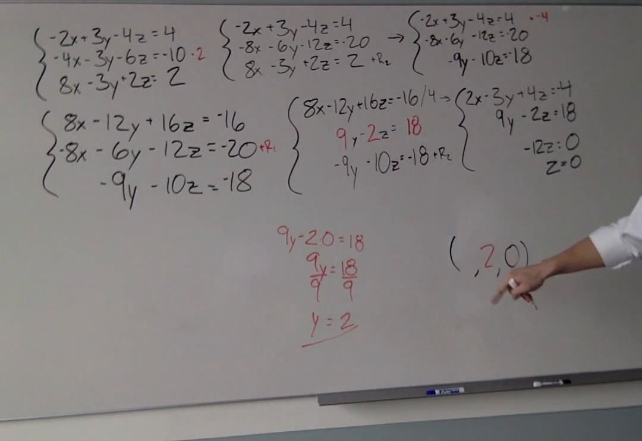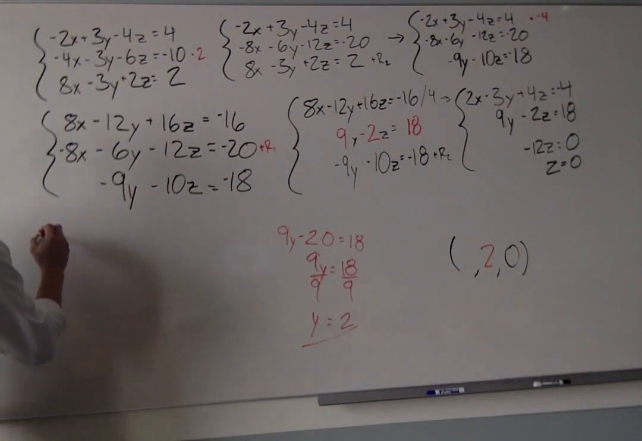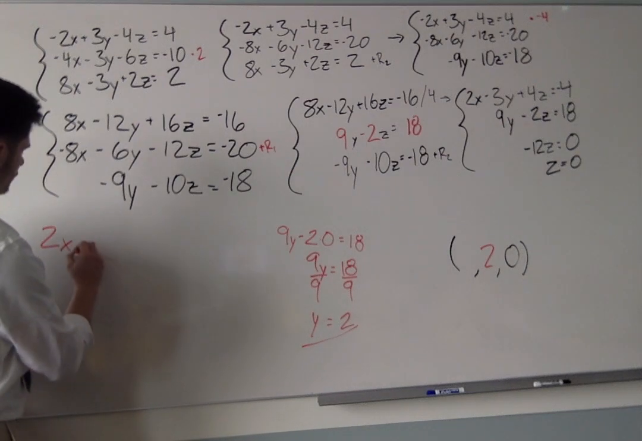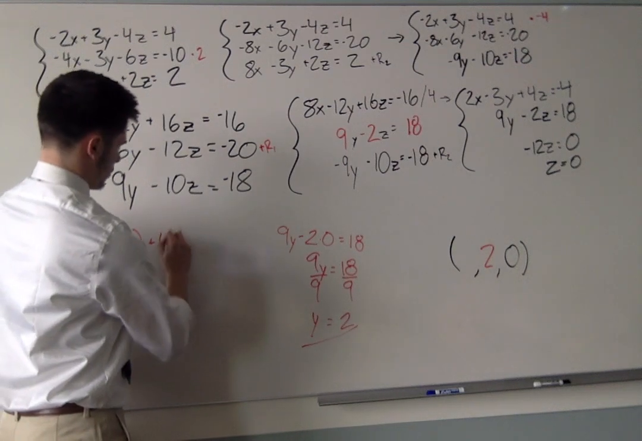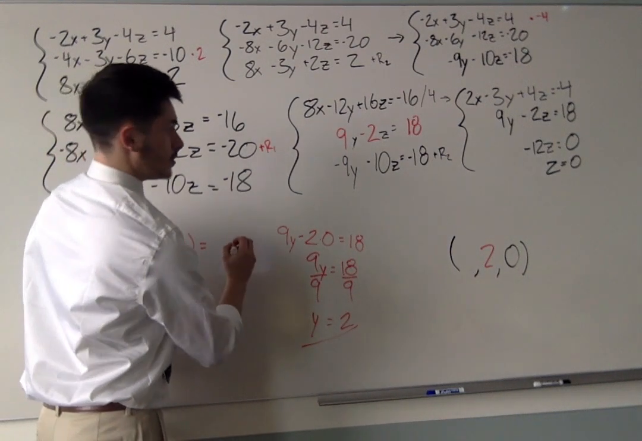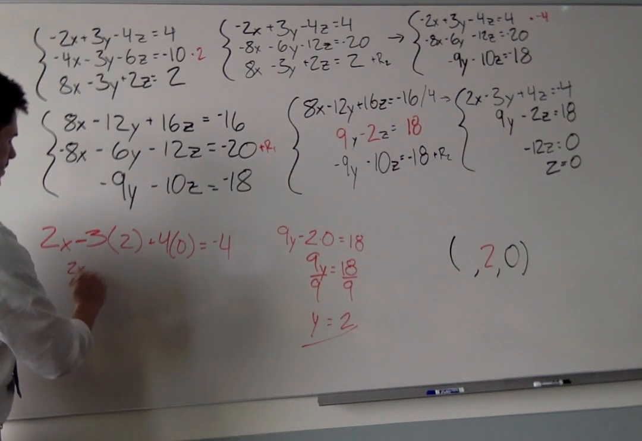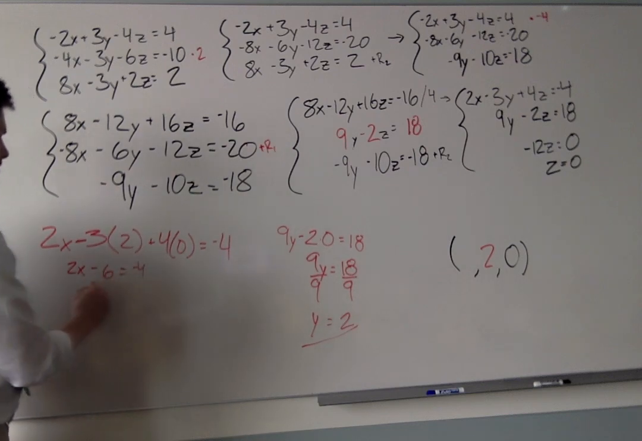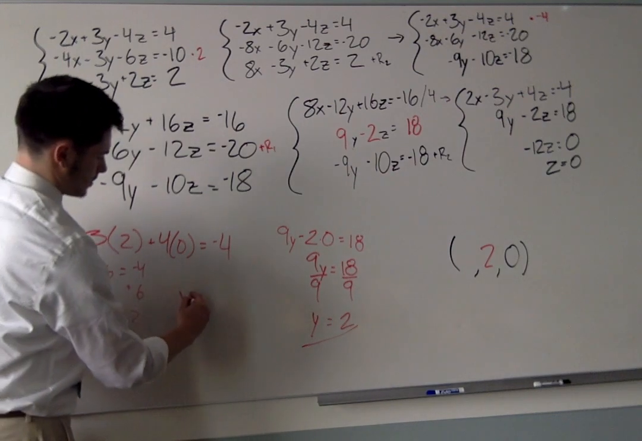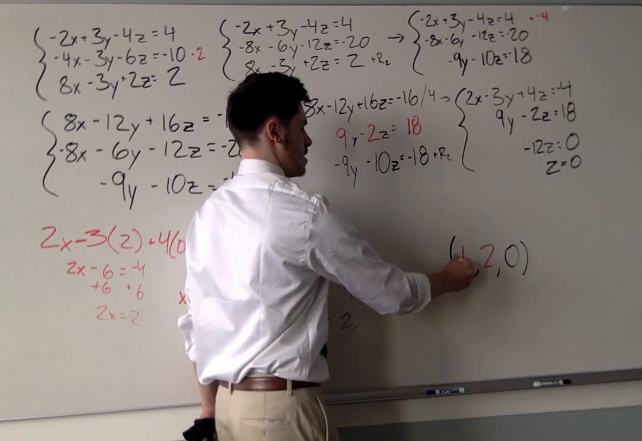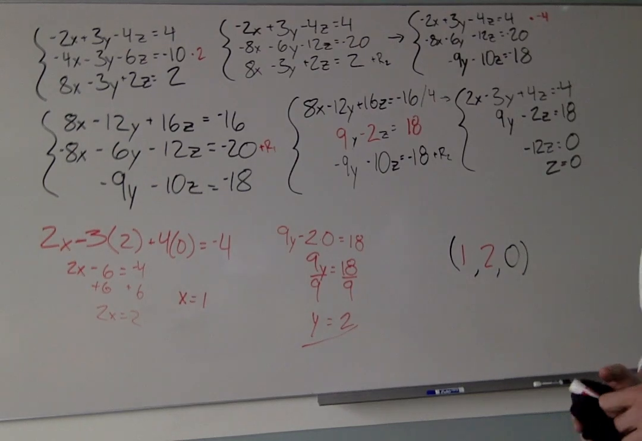And now that we have 0 and 2, we can plug that into our top equation to find x. So we have 2x minus 3 times 2 plus 4 times 0 equals negative 4. If we solve for that, we have 2x minus 6 equals negative 4, add 6 to both sides. We get 2x equals 2, so x is equal to 1. So there's our solution to this equation. I'll step out of the way. Y'all can screenshot or copy it down if you need to.